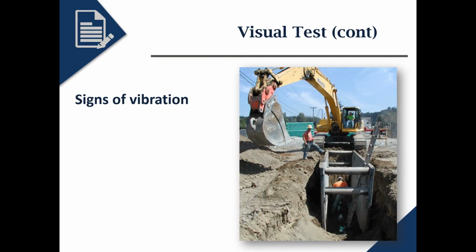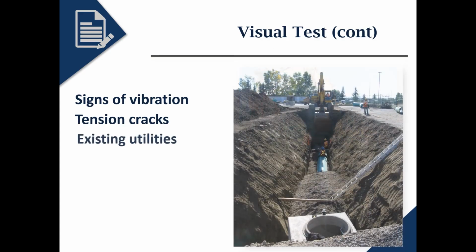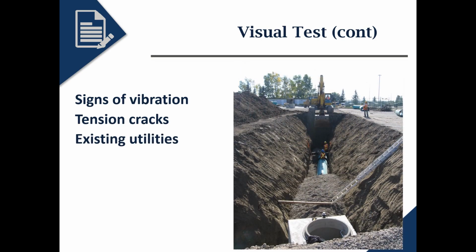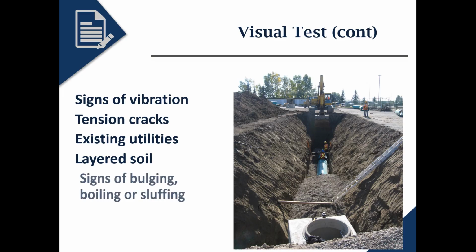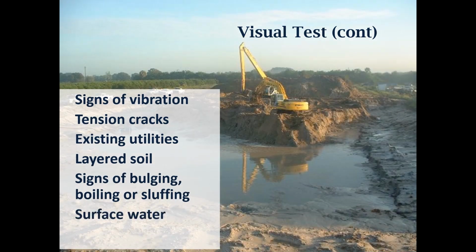During a visual test, the competent person should check for any signs of vibration, for cracks, which would indicate tension, for existing utilities, which indicate that the soil has been previously disturbed, and for indications of layered geological structuring. The competent person should also look for signs of bulging, boiling, or sloughing, as well as signs of surface water seeping from the sides of the excavation or from the water table, all of which indicate the cohesiveness of the soil.